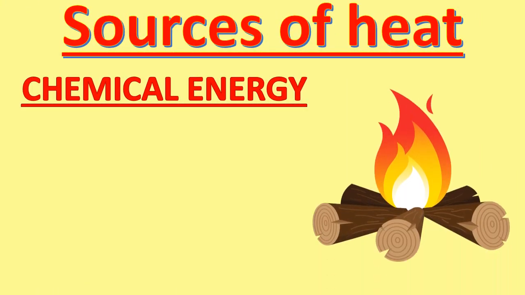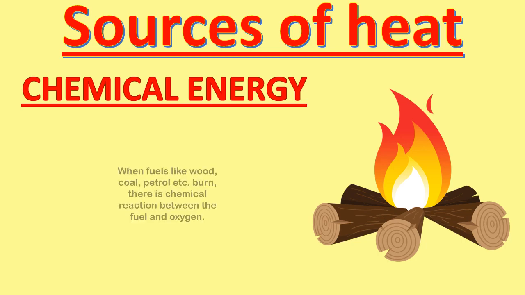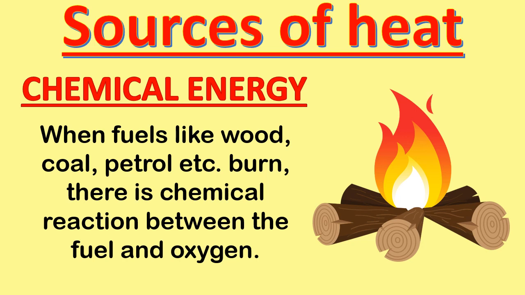The next source of heat is chemical energy. When fuels like wood, coal, petrol, etc. burn, there is chemical reaction between the fuel and oxygen. Let's simply take an example of bonfire. In cold weather, when we sit around a bonfire, we can experience the heat produced by the wood. This is produced because of the reaction between the fuel and the oxygen in the air. Heat is generated in this reaction.